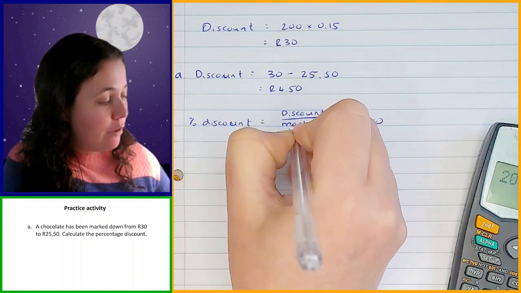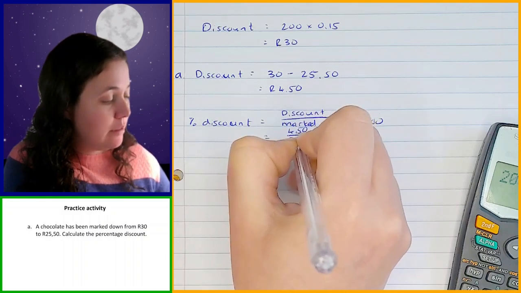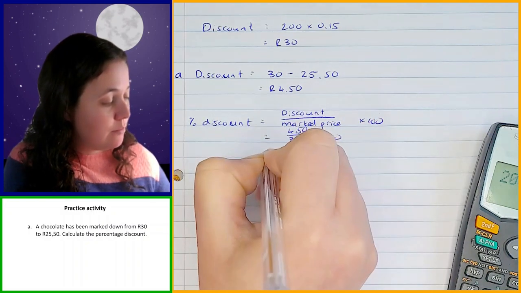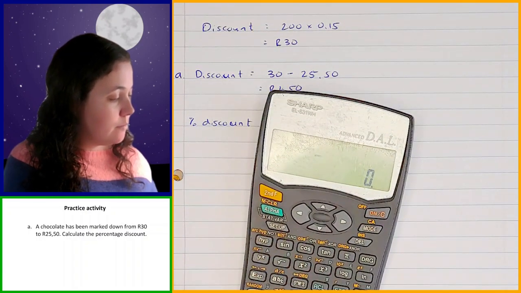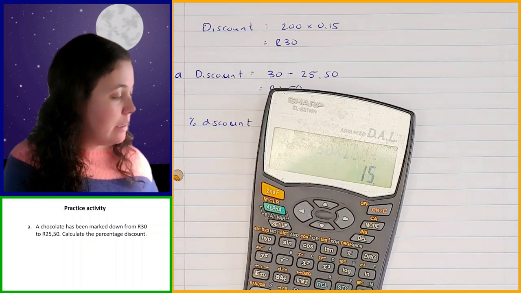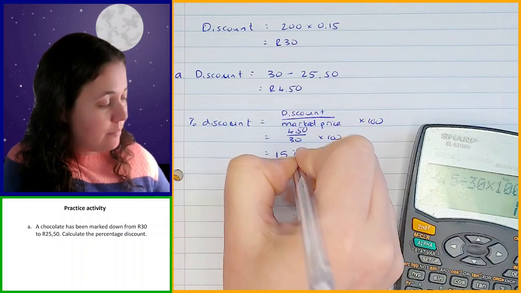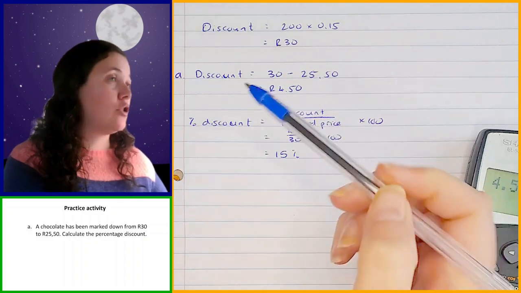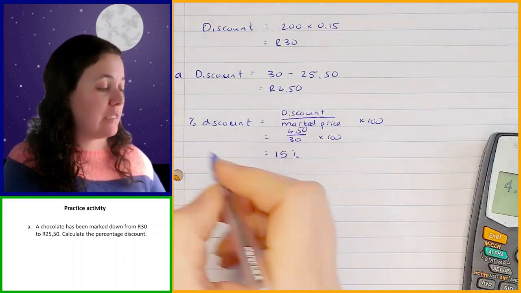Okay, so that's going to be 4 Rand 50 divided by the normal price, which was 30 Rand, times 100. And that gives you 15%. So in other words, the chocolate has been marked down by 15%. That is the percentage discount.